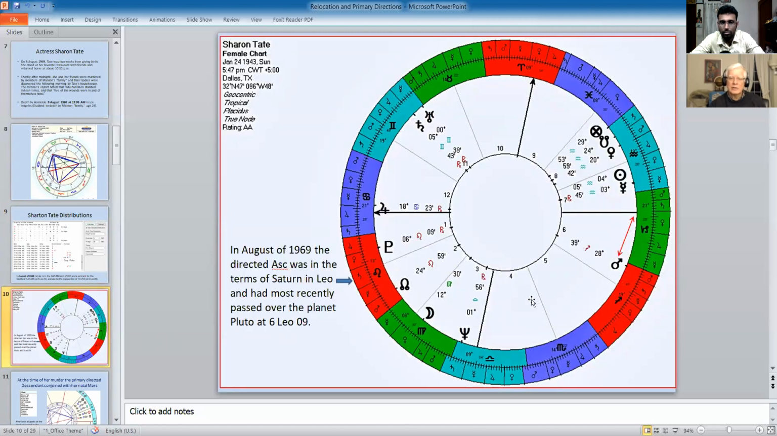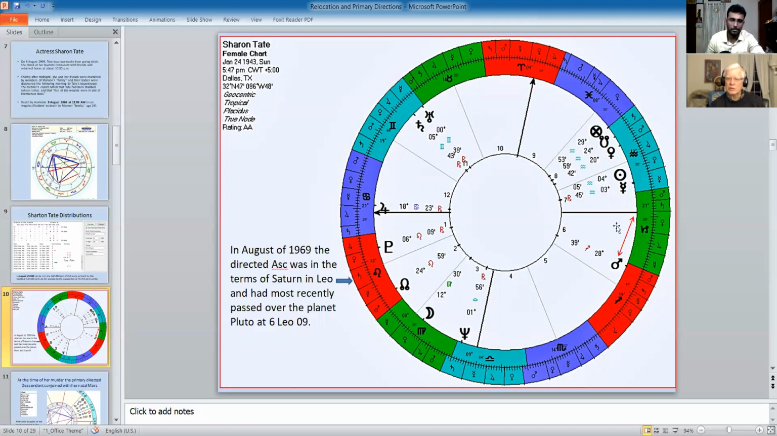This is her birth chart. So to show you what I'm talking about, at age 26, this area of her chart by primary direction had risen to the horizon, the Saturn term. Pluto had risen to the horizon before that, but was still active because it's the closest aspect to the ascendant, to this term. So Pluto and Saturn were both active.